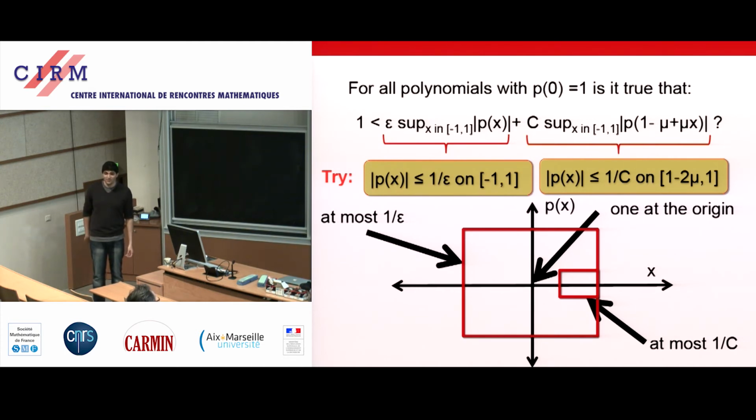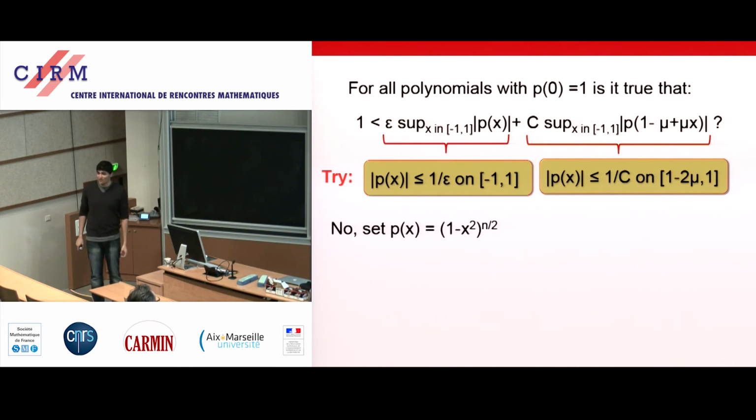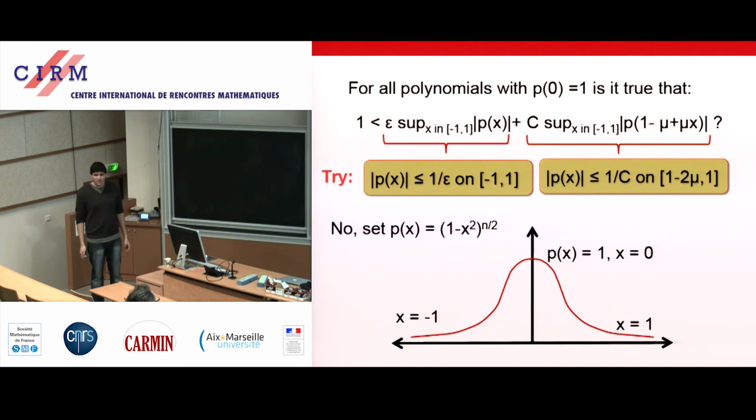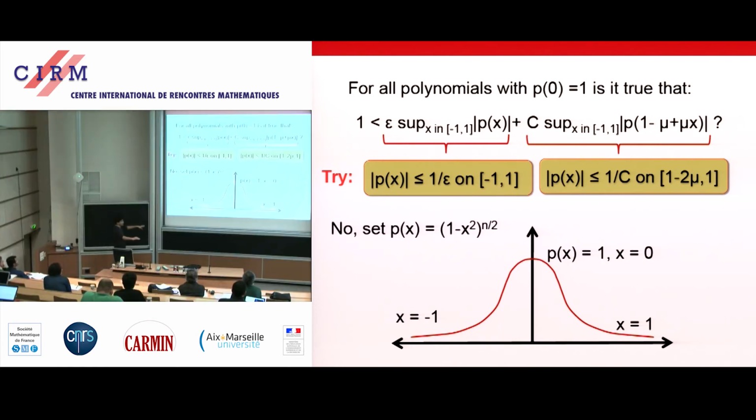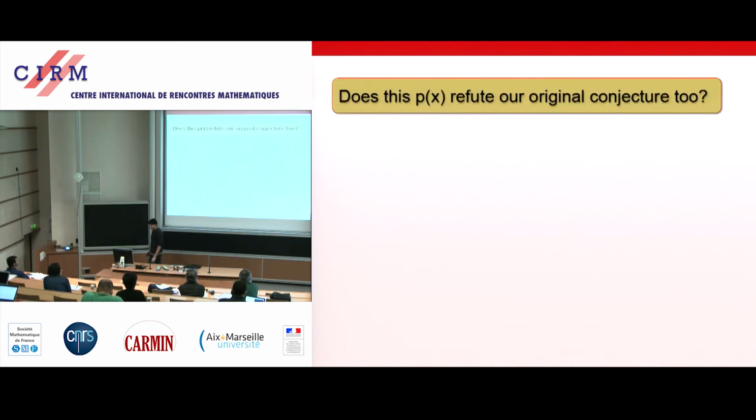So any ideas? It turns out you can, because if I took something like (1 minus x squared) to the n over 2, well, it's definitely 1 at the origin, right? I plug in 0 and I get 1. But the issue is that as soon as you go away from the origin, it exponentially damps, right? So it actually hides really, really well. If you chose any small interval, like 0.98 to 1 here, it would be incredibly, incredibly tiny, off the charts tiny. That's bad. So we can ask, does p of x refute this original conjecture about these coefficients?